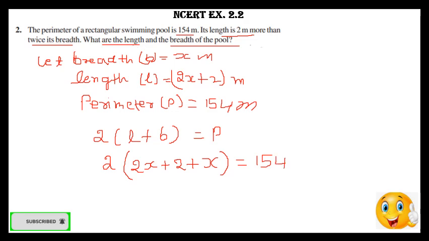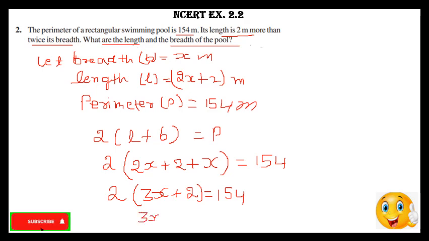Now in the bracket we have like terms to add. 2x plus x will be 3x, and we have plus 2 is equal to 154. Outside the bracket we have 2, and we can transpose this 2 towards the right side, and on the left side we will write here 3x plus 2, opening the bracket, and 2 will be transposed to the right side to divide 154.